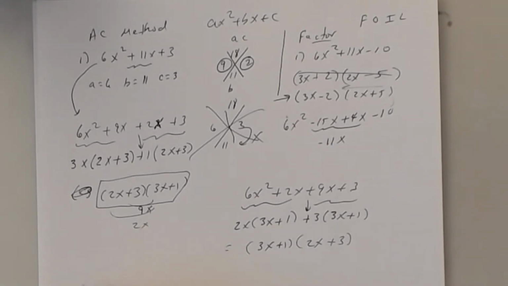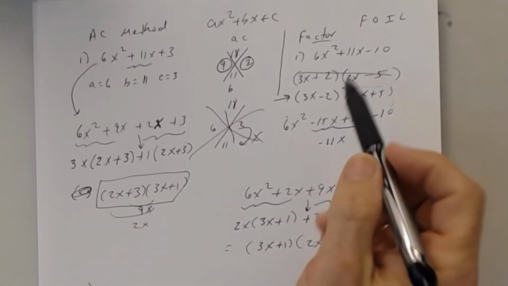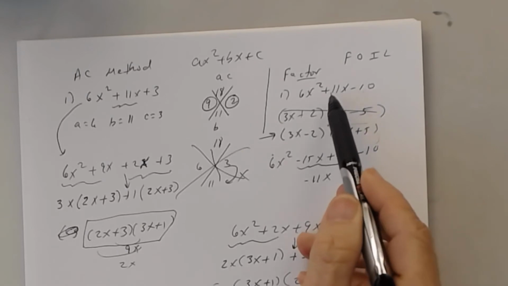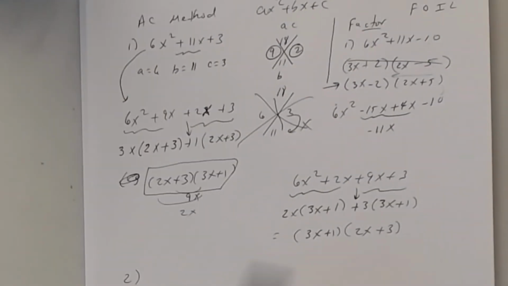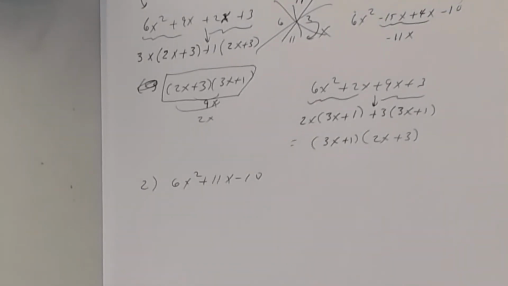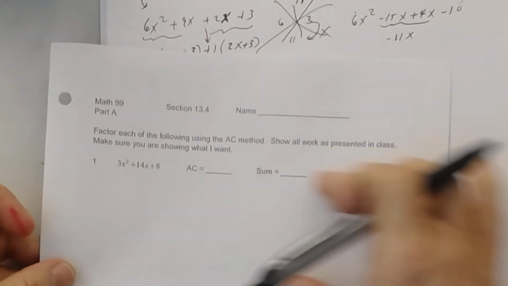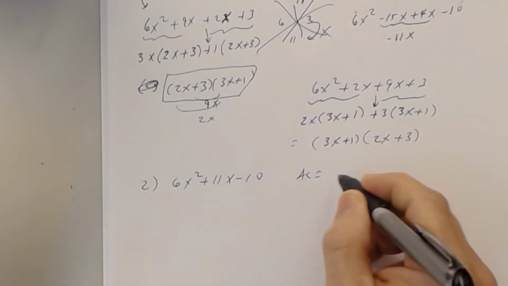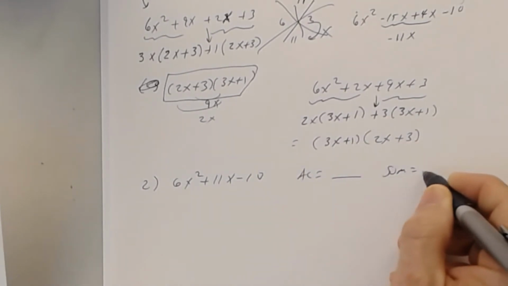All right. Let's look at number 2. Let's do the same one we did here, using the AC method. So I'm going to put this number 2, 6x squared plus 11x minus 10. Now on your worksheet, I'm going to do this one like it shows here. On your worksheet it says AC equals blank and then sum equals blank.